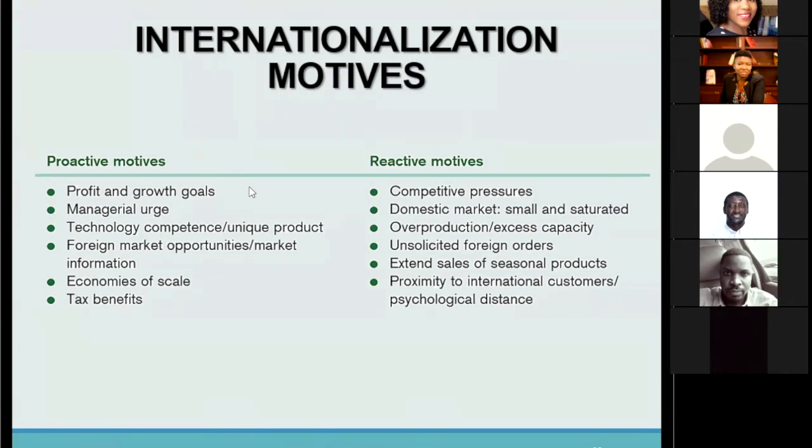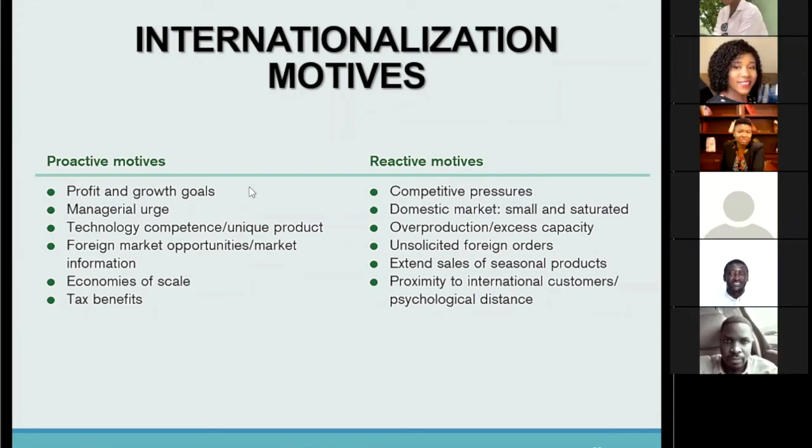Overproduction and excess capacity could also lead an organization to look elsewhere. Because if they are overproducing and they have excess capacity, they cannot allow the extra capacity to go waste. It will be better to produce with the excess capacity, leave some in the domestic market, and send the remainder elsewhere to other markets where they could earn income or revenue, rather than deciding not to produce at all and not use the excess capacity that they have, which would not benefit them in the long run.